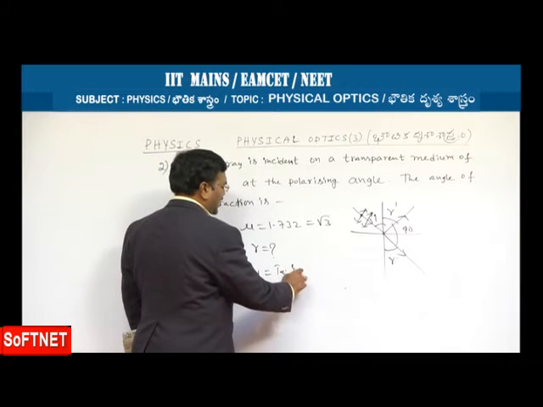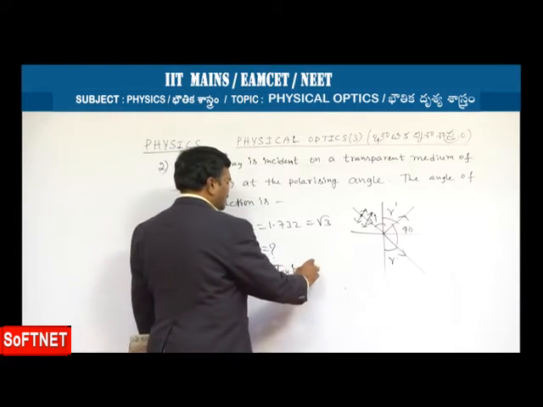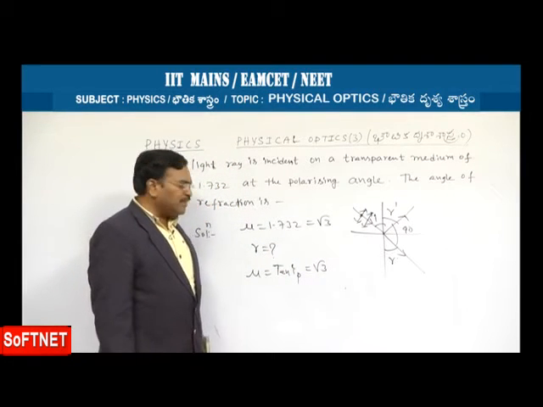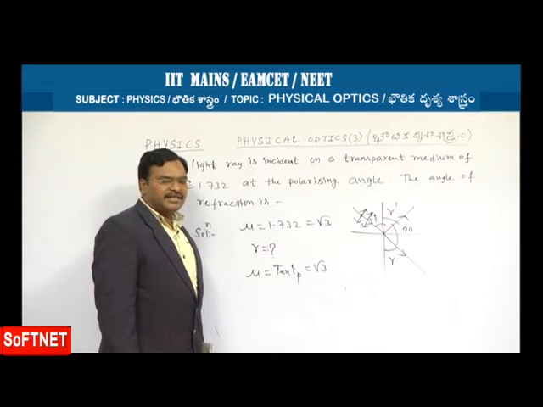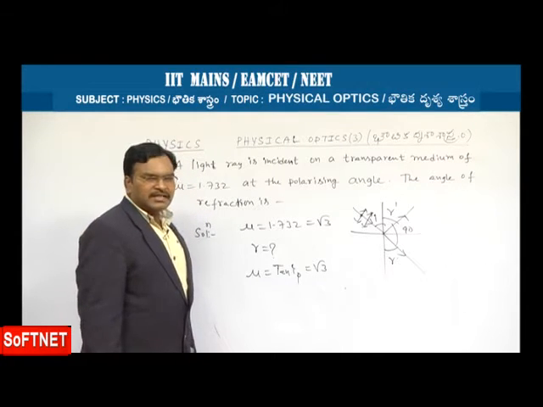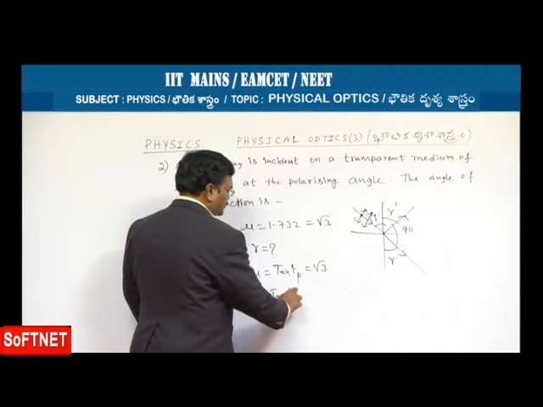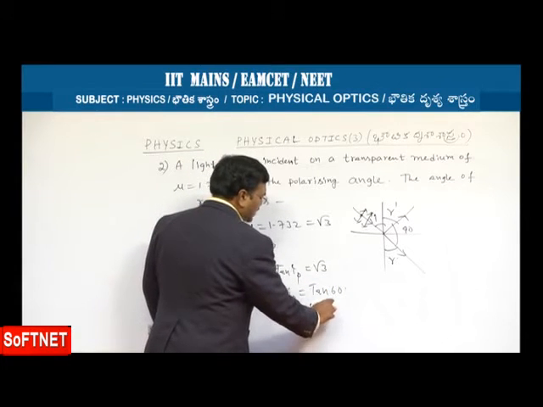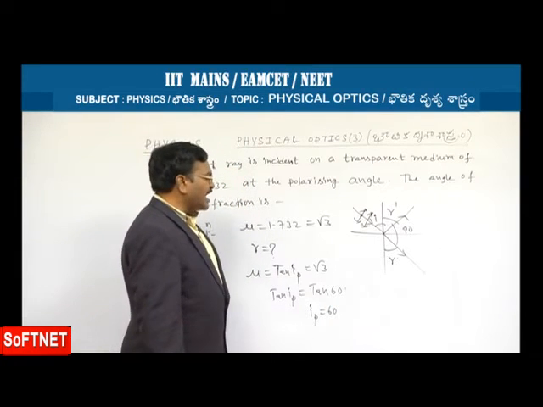Mu is equal to tan IP. According to the question, the mu value is root 3. For which angle does the tan value become root 3? Tan 30 is 1 by root 3. Tan 60 is sin 60 by cos 60, so tan 60 is root 3. So tan IP is equal to tan 60. Now IP, the polarizing angle, is equal to 60 degrees.